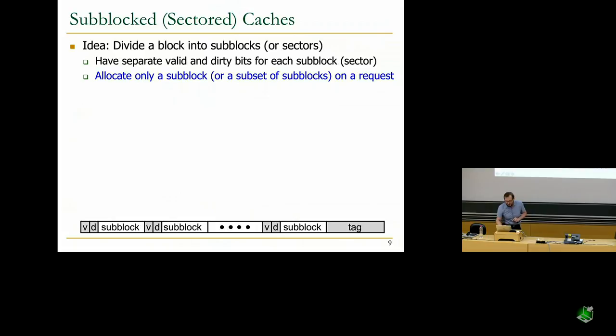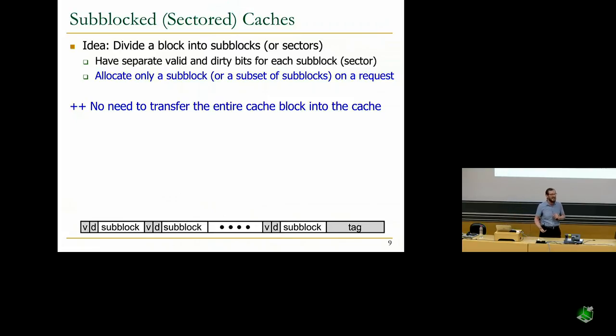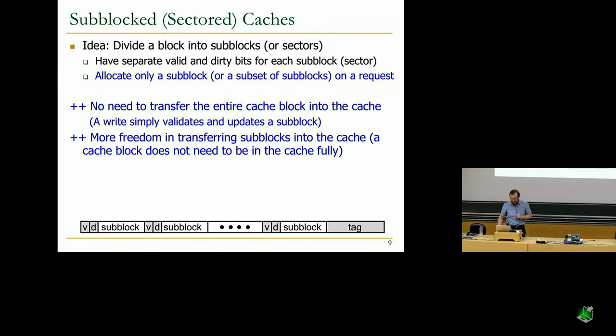Now, the next write goes to the next subblock, you do the same thing. The next write goes to the next subblock, you do the same thing. So you can actually combine the writes in the block without ever bringing the older version of the block into the cache. So that's the idea over here. It's very powerful because you don't need to transfer the entire cache block into the cache. A write simply validates and updates a subblock, and of course, sets the dirty bit. And now you have more freedom in transferring the subblocks into the cache, right? A cache block doesn't need to be in the cache fully, right?